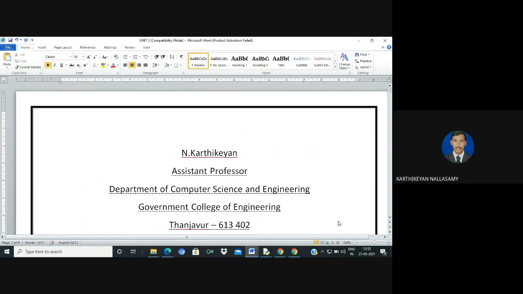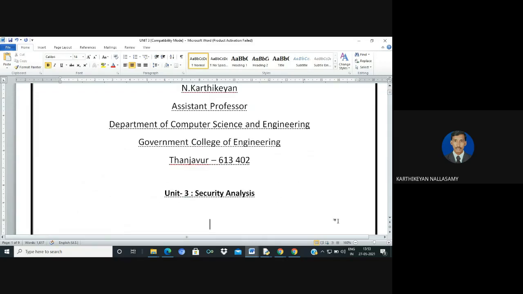So in unit number 3, we are going to discuss the concept of security analysis. That means we are going to talk about the different kinds of risk associated with information in a particular organization, and the different procedures we need to follow in order to control those risks. So that is security analysis.